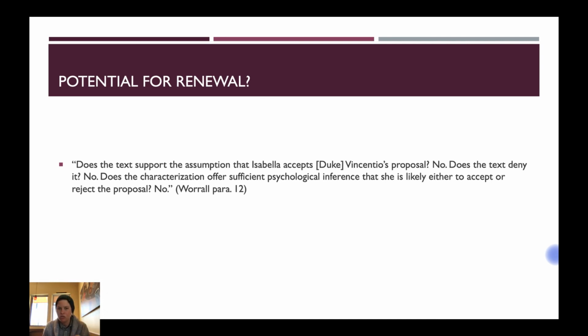I'm going to leave that up to you. So you take a look at this play, you read it, you understand it, and then you determine whether she goes to accept the Duke's proposal or not. And based on what you see, does this offer renewal for the city?